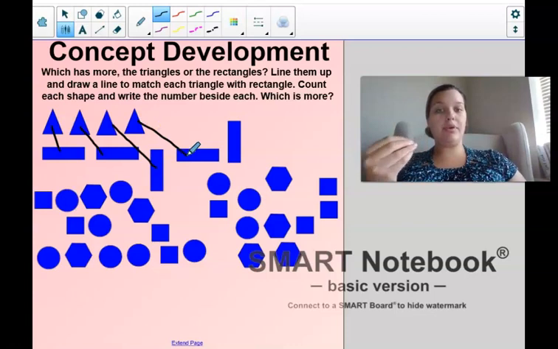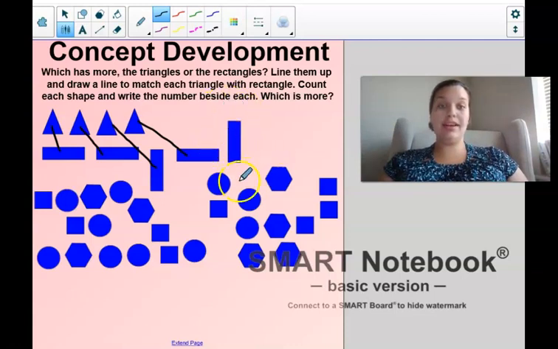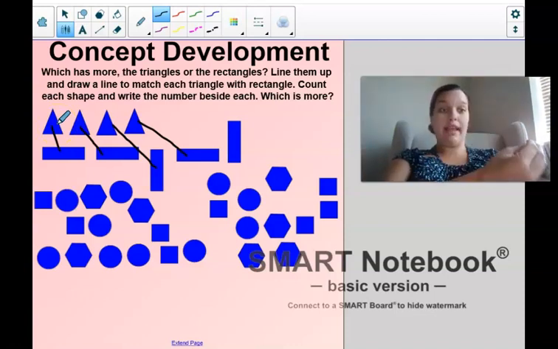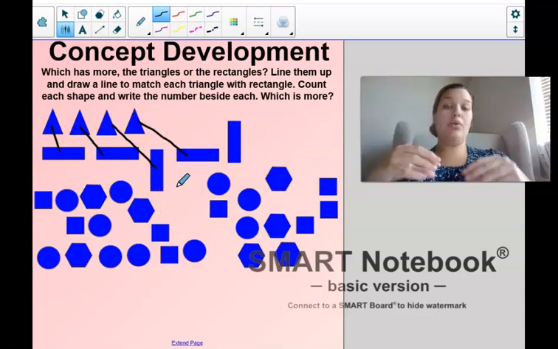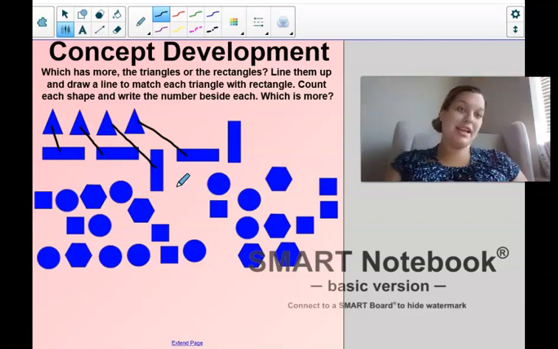Do we have more triangles or rectangles just by looking at our picture? We have more rectangles. Very good. How many more rectangles do we have than triangles? Just this one that doesn't have a match. Let's figure out what our number sentence would be. We're going to say blank is more than blank. Okay, we already know our group that has more is going to be our first number, is more than our second number.